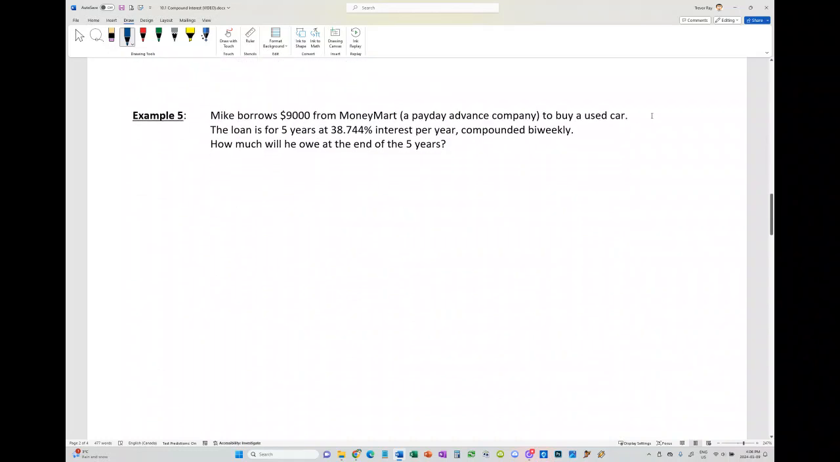Question 5. Mike borrows $9,000 from Money Mart, which is a payday advance company, to buy a used car. The loan is for 5 years at 38.744% interest per year, compounded biweekly. How much will he owe at the end of 5 years?